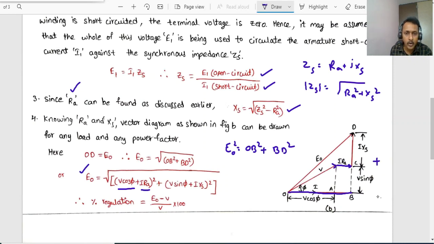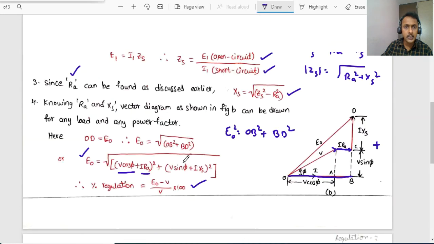Once E0 is known, V indicates the rated voltage, which will be there on the nameplate details of the alternator. So once you know the value of E0, the percentage regulation is given by (E0 minus V) by V into 100. So this is the angle phi between the voltage and current, right?